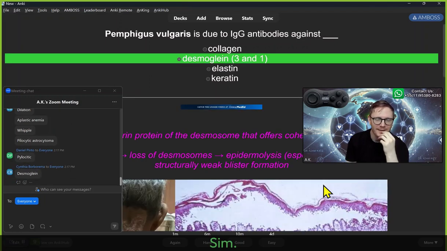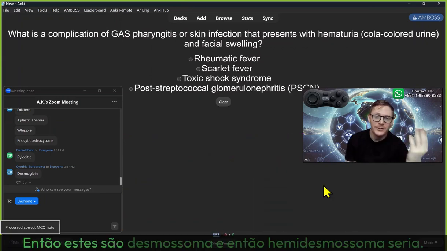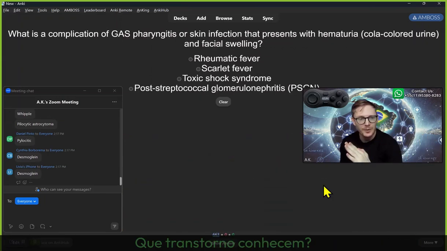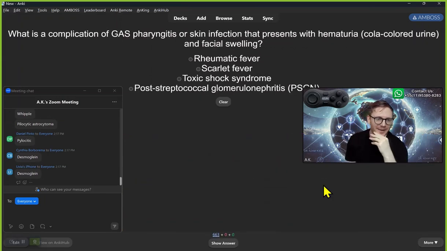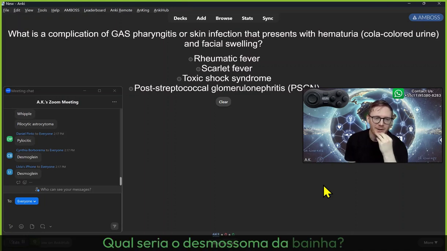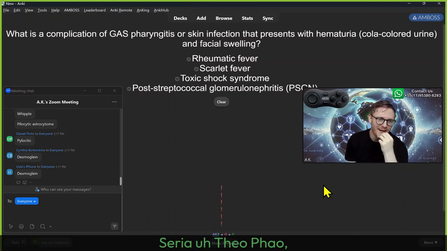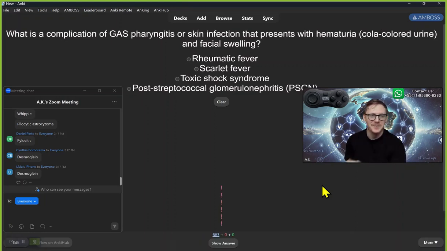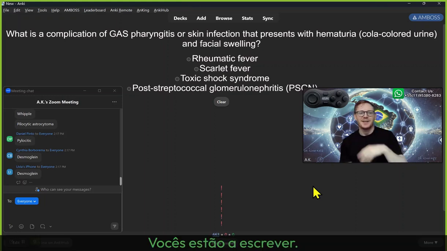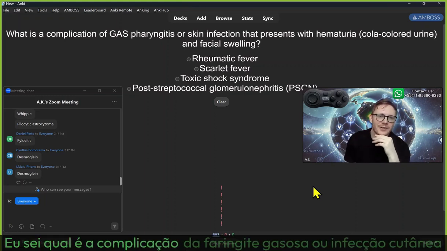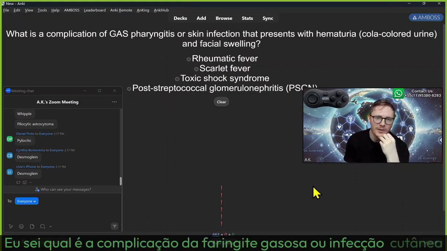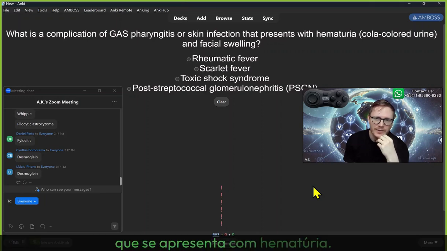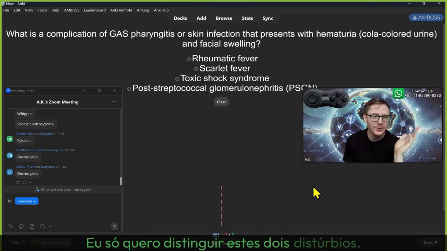Desmoglein. Yeah, so those are desmosomes, and then hemidesmosomes would be what disorder? Do you guys know? It'd be bullous pemphigoid, right? You guys are typing it in, I know. What is the complication of GAS pharyngitis or skin infection that presents with hematuria? I just want to distinguish those two disorders.